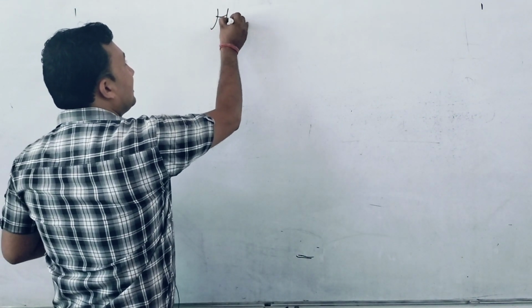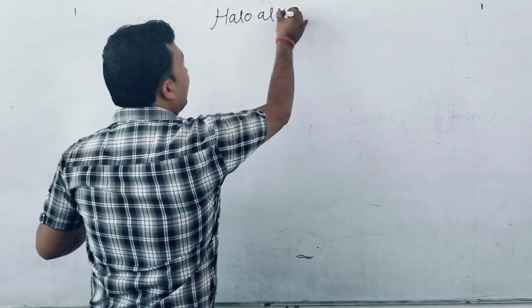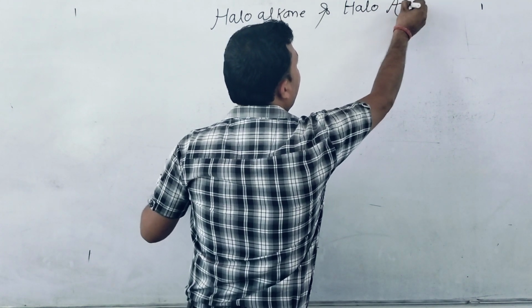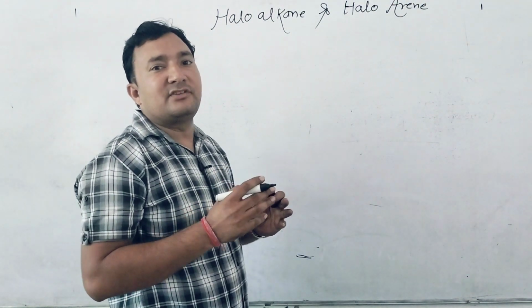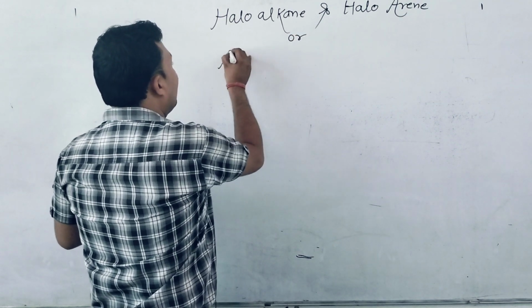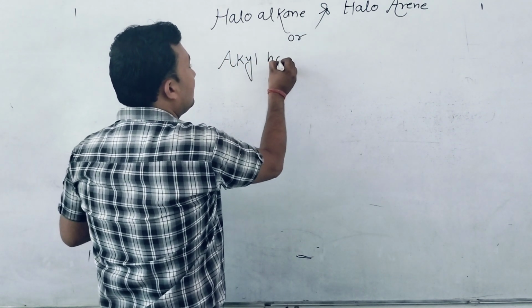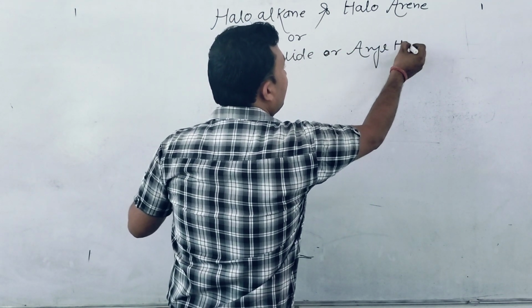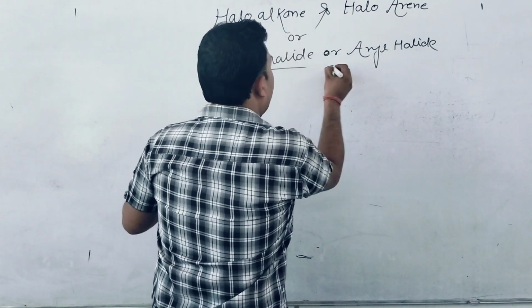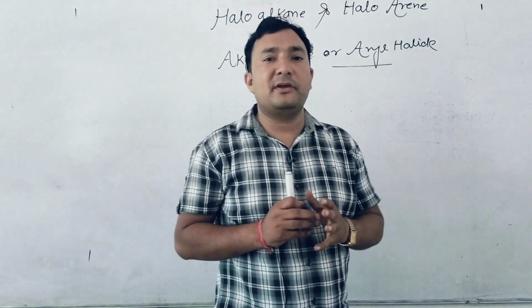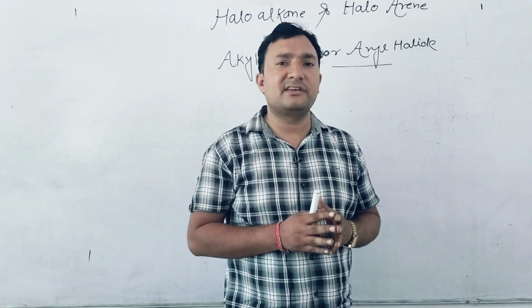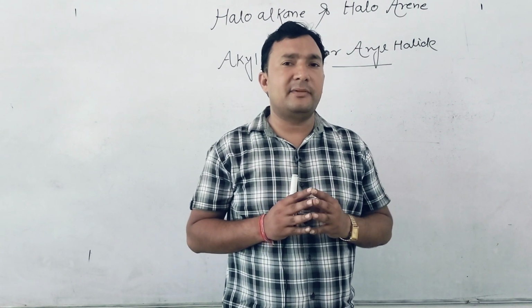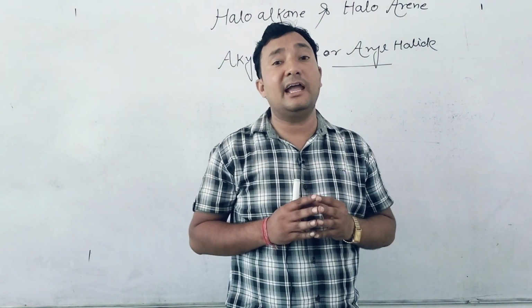The topic name is haloalkane and haloarene. The other name of this chapter is alkyl halide or aryl halide. This topic is very important for 12th standard, for competitive exams and other relevant exams. Dear students, this is the first chapter of organic chemistry, which includes the halogen compounds.